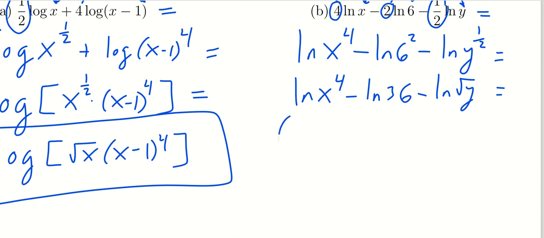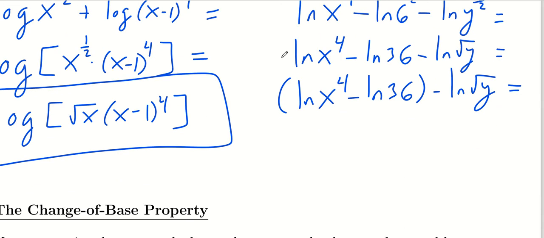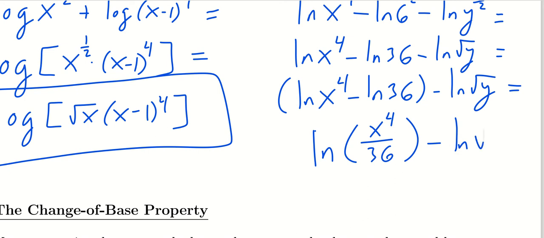If you were to subtract these, notice we'd have to go from left to right. So the first step would be to do the ln of x minus the ln of 36. So I'm going to do an associative property type thing where I group the first two terms together. According to the quotient rule, this is going to be equal to the ln of the first value divided by the second value. So these two combine into a single log. It's the ln of x to the fourth divided by 36. And now this is going to be subtracting the ln of the square root of y.